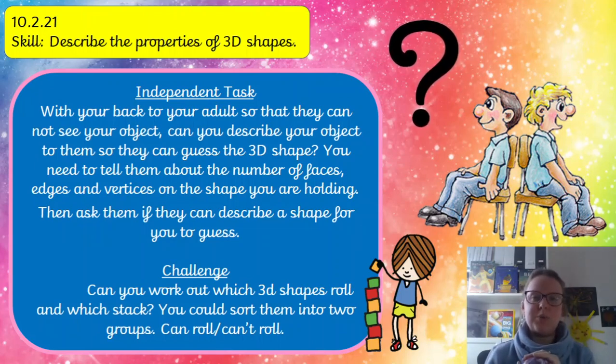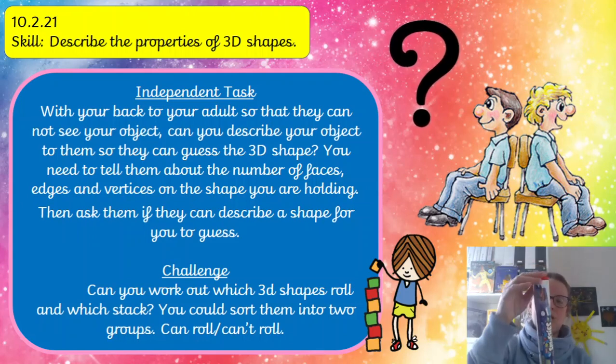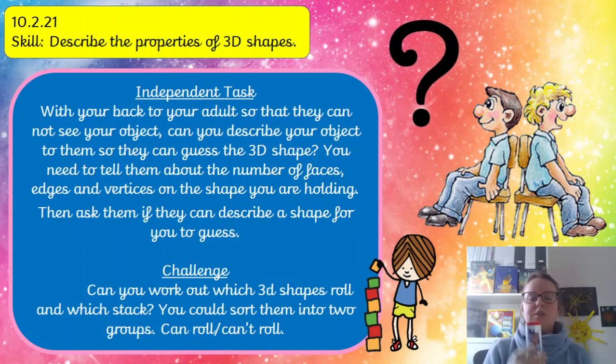So for example, if I was holding my cylinder, then I might say it has 1, 2, 3 faces. It has no vertices and it has 2 edges.